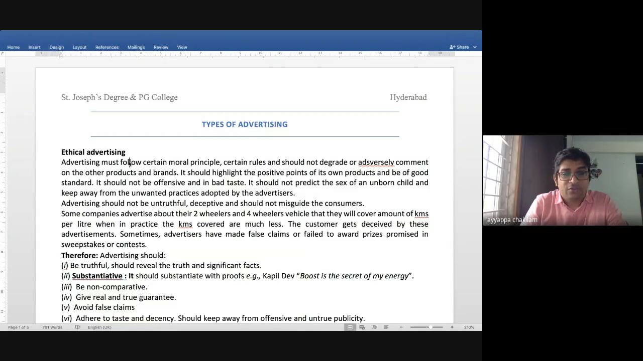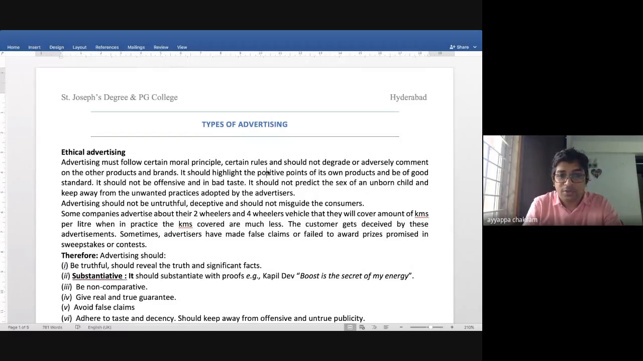So advertising must follow certain moral principles, certain rules, and should not degrade or adversely comment on other products and brands. So it's not only about their product being truthful, it's also that they should not say something bad about other products, the competitors' products. Many a time we see advertisers show the other competitors' products and tell that that product is not good, and instead please take our product. That is very much unethical. You can make claims about your product, you can tell so much about your product, but you should not degrade your competitor's product. That goes against the moral policies of advertising.